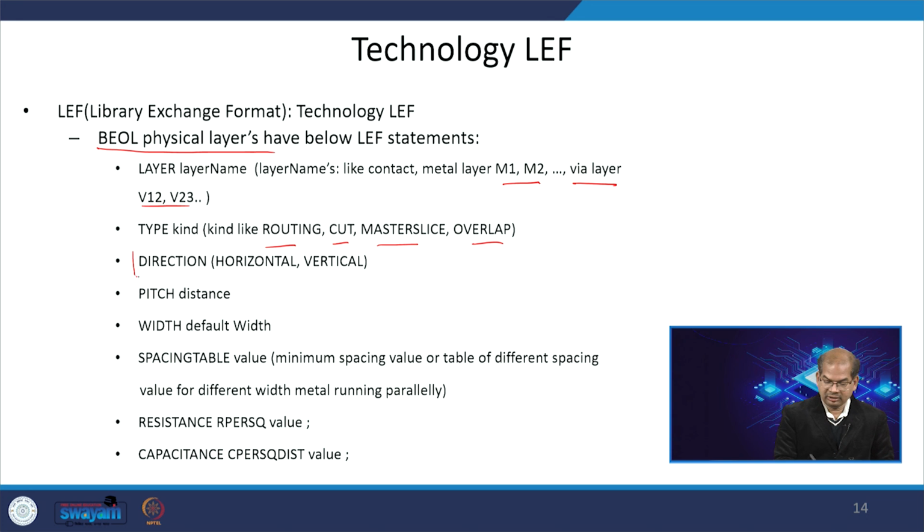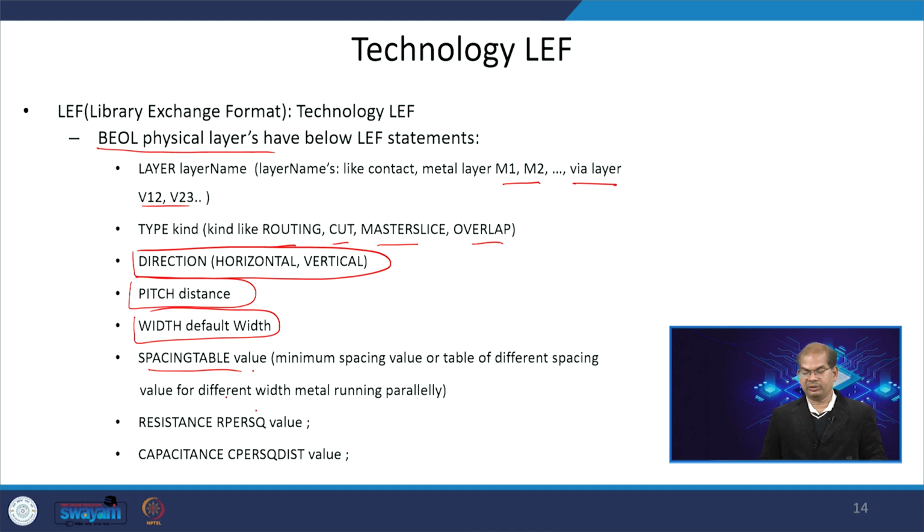The direction is provided: let us say metal 1 is in one direction, metal 2 is in another direction. The metal 1 pitch is provided, and the default width of the metal is also provided. The spacings between the metals are also provided, along with the resistance value and capacitance value.